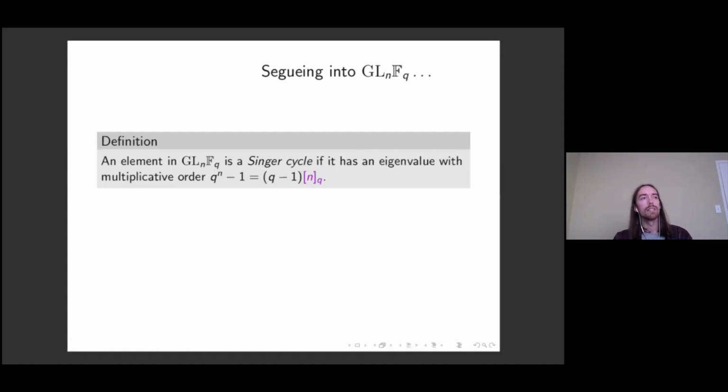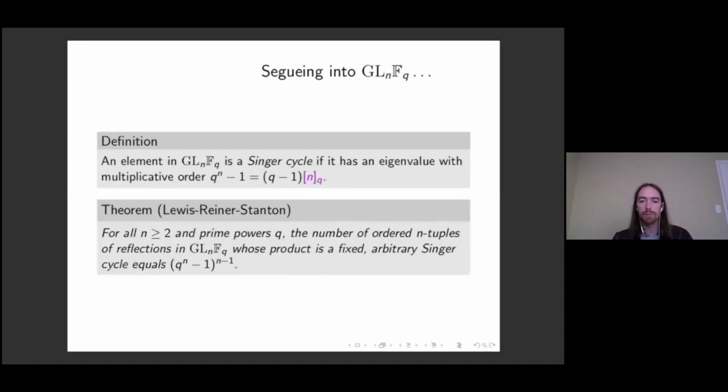One reason why you might find it a compelling analog is if you write q to the n minus 1, if you factor it into q minus 1 times the q analog of n, then this suggests that if you quotient out by scalars, basically divide by this q minus 1, then the resulting element has order the q analog of n, kind of analogous to the fact that the n cycles just have order n. But like I said, I'll talk more later about why I find this a compelling analog of n cycles.